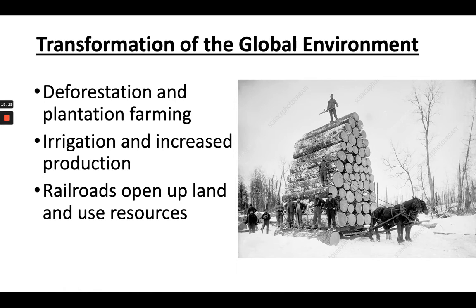The expansion of permanent agriculture and the increased use of irrigation and water control will lead to increased agricultural production in both well-watered and dry areas of the tropics. This agricultural development will support large populations, but it will also put more pressure on the land. And then, of course, you have railroads, right?